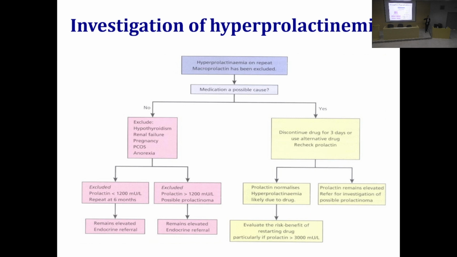And also the other take-home message is that levels that are too high, like above 1,200, usually indicate, or you should think of the possibility of, this being a prolactinoma or a prolactin-secreting adenoma.